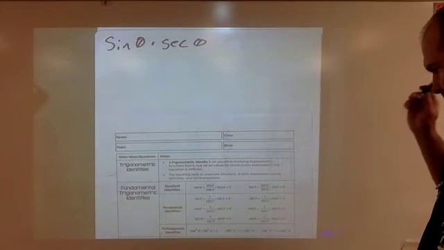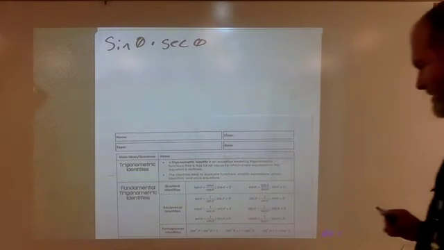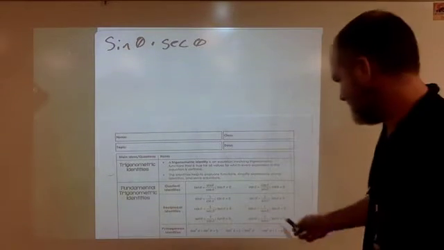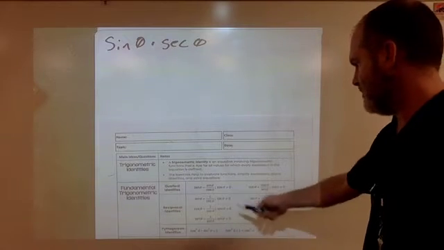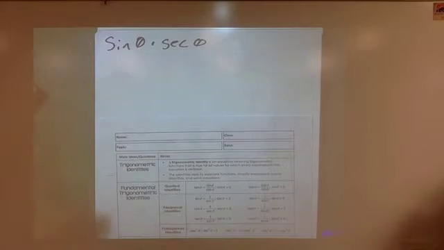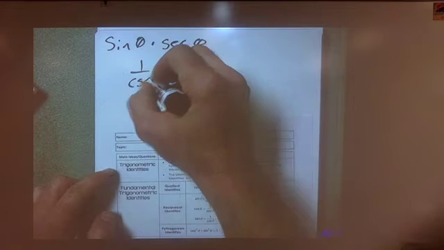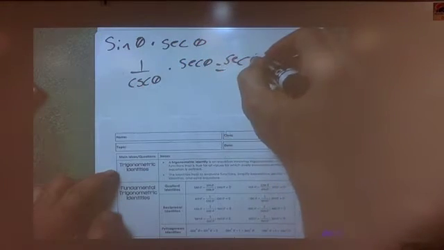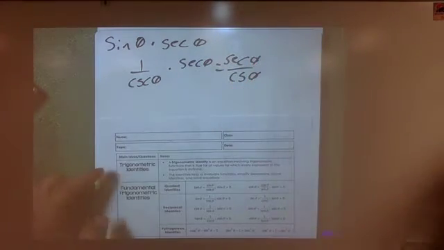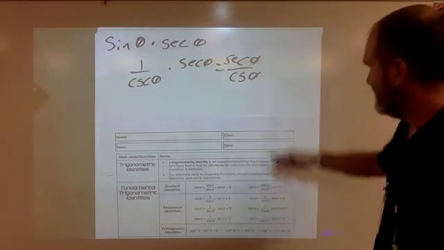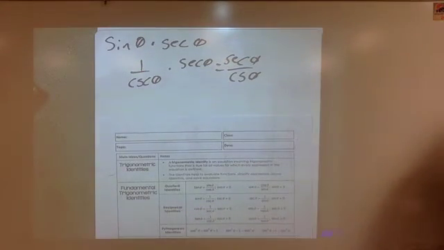Well, sine equals 1 over cosecant, so we could use that. And secant is 1 over cosine, so we could use one of those two. Let's just start with substituting out the sine, see if that works. So sine is 1 over cosecant. 1 over cosecant times secant would give us secant over cosecant. Is that anything we have on here? That's cosine over sine, sine over cosine. No, I don't see that, so that doesn't really help.